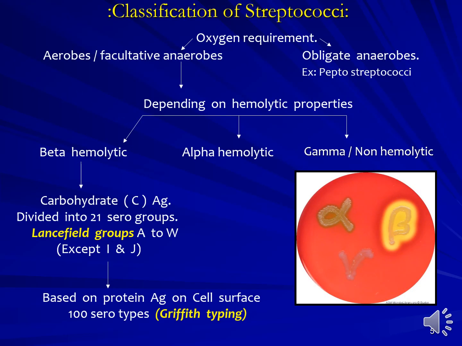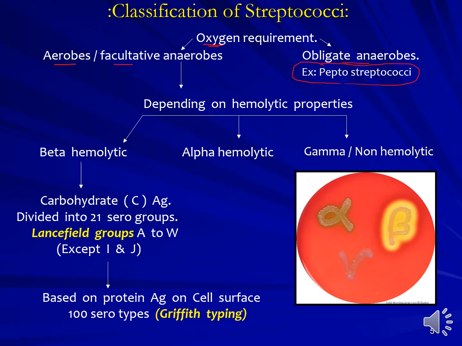Streptococci, which are considered a common causative agent among bacteria, can be classified based on oxygen requirement as aerobes, facultative anaerobes and obligate anaerobes. The best example of an obligate anaerobe is the anaerobic streptococci, which are commonly associated with anaerobic infections, especially on the face in the form of acne. That will be discussed under the non-sporing anaerobic bacteria, which is a separate chapter.